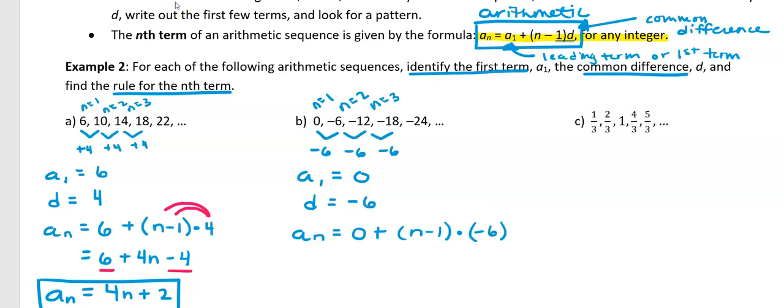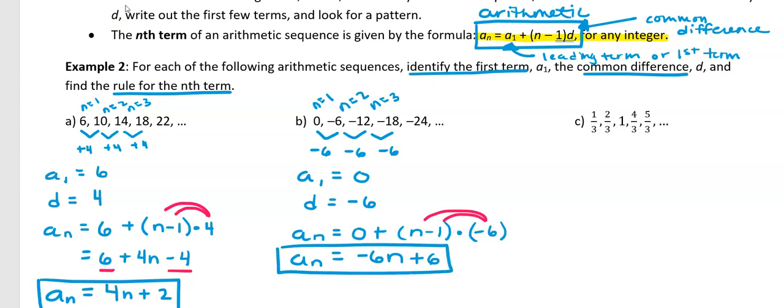Again, we need to take a moment and try to simplify this. So we're going to take that negative 6 and distribute it through. We also don't need to really write a 0 because it's not truly doing anything for us. So we're going to have negative 6 times n, and then negative 6 times negative 1, which would be positive 6. So it looks as if our formula for this one is already simplified, and our formula is negative 6 times n plus 6.